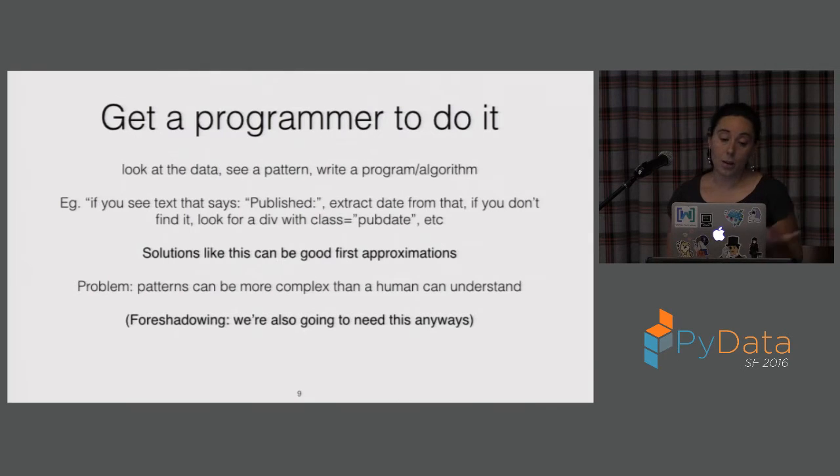Okay, so we could get a programmer to do it. We could look at the data, see a pattern, and write some kind of algorithm that uses heuristics. So you could do something like, if you see in the text that it says publish, blah, blah, blah, take the date from there. If you don't see that, look for a div that has a class like publication date or pub date or something like that, then take it there, and if not, do something else. Solutions like this can be really good first approximations. However, the problem is sometimes the pattern can be more complex than a human being can understand. The foreshadowing is, we're going to need this as part of our overall solution anyways.